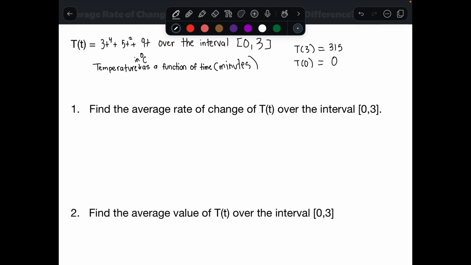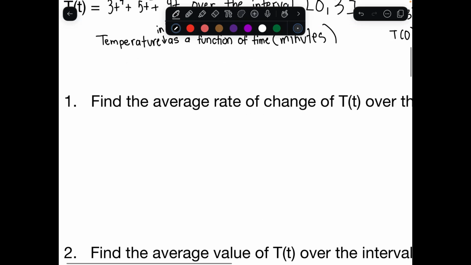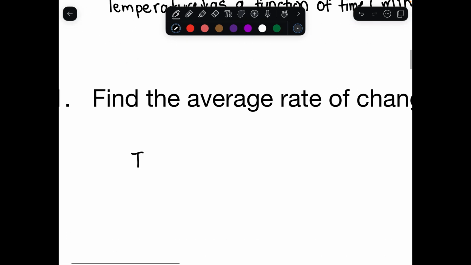When you see average rate of change, I want you to think how fast something is changing. So in this case, it would be how fast the temperature is changing over the interval 0 to 3. Whenever you hear the word change, you should always immediately think of slope. Change in y over change in x. So let's get our 2 points: T of 0, which is 0, and T of 3, which is 315.